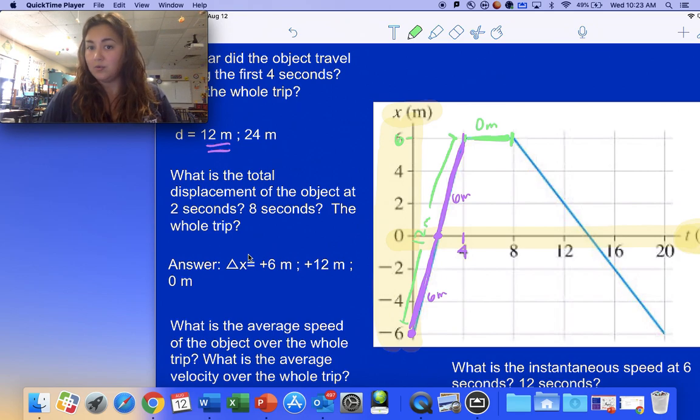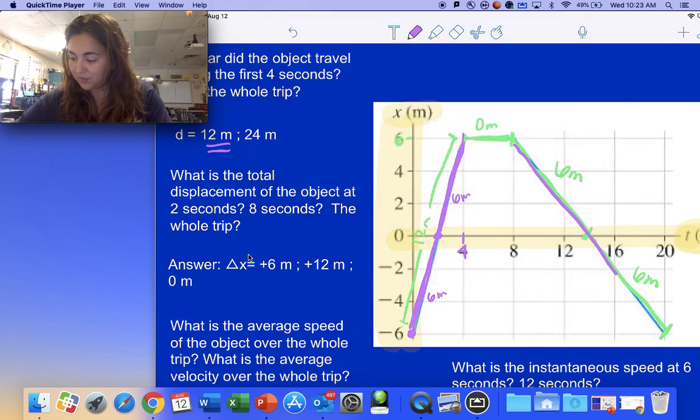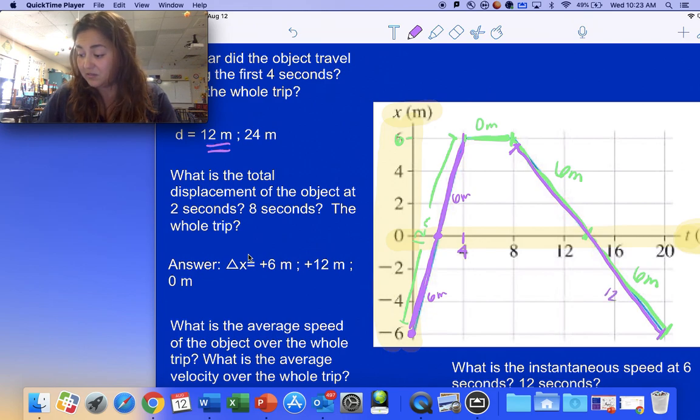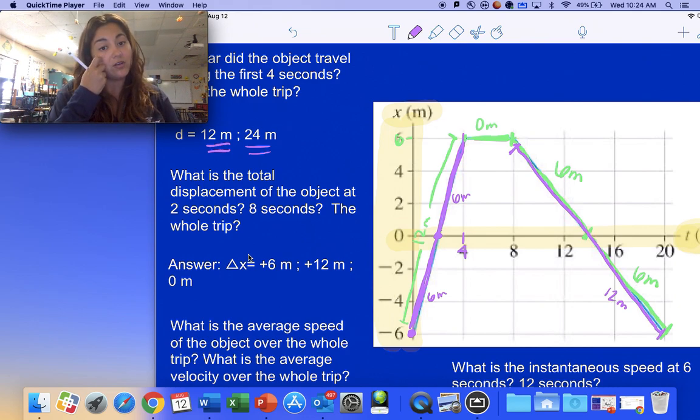And then they moved from 6 back down to 0. So they moved 6 meters to get from 6 to 0. And then they moved another 6 meters to get from 0 to -6. So really, they traveled 12 meters again during the second, I'm going to say second half. I know it's not exactly half, but they traveled 12 meters during the first segment, none during the second, and then 12 during the last segment. So in total, they traveled 24 meters.